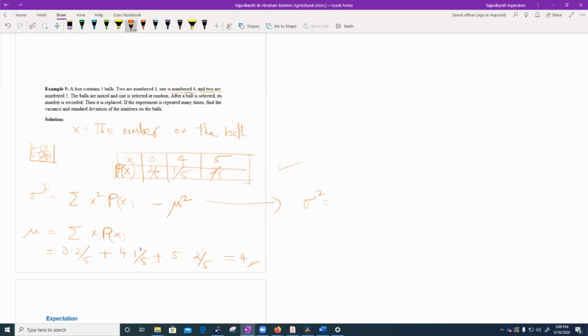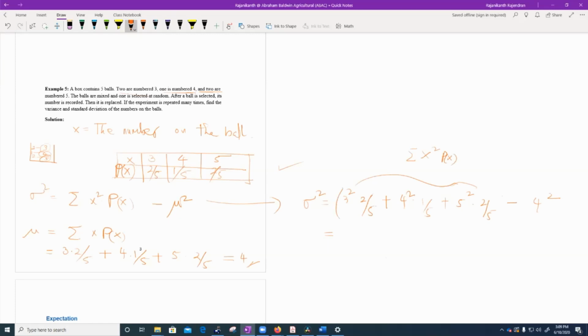So let us find this one first. So x is 3, so 3 squared times the corresponding probability 2 over 5, plus the next one, 4 squared times 1 over 5, and plus 5 squared times 2 over 5. So this is the sum of the product of x squared and p(x). Then subtract the mean. Mean is 4, but I need to square it. So the first piece is nothing but the sum of x squared times p(x).